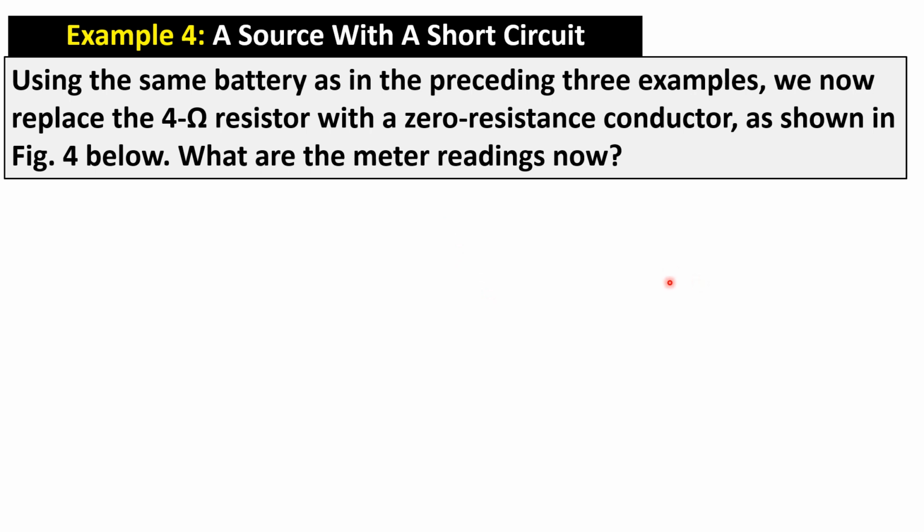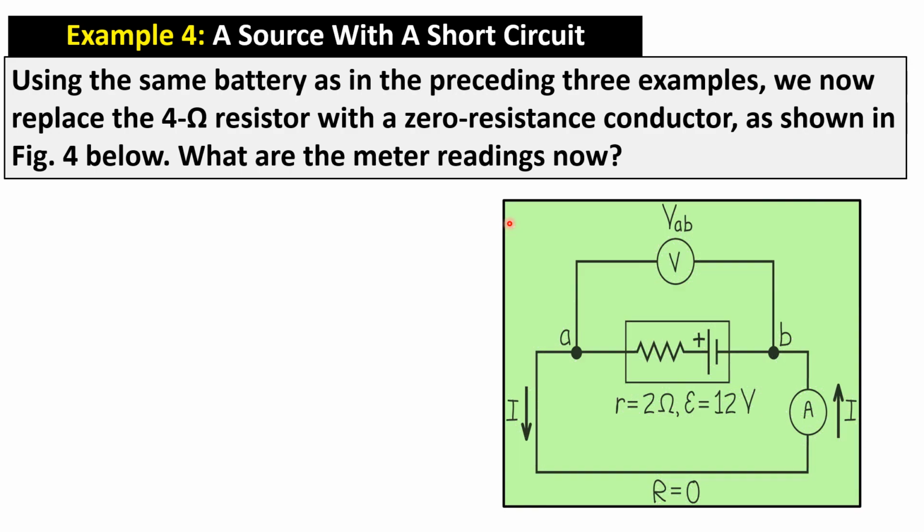This is example number 4, still about the circuit described from examples 1 to 3 so far. We now talk about a source with a short circuit using the same battery. As in the preceding 3 examples, we now replace the 4 ohm resistor, the big R, with a 0 resistance conductor as shown in the figure below. So here's the figure.